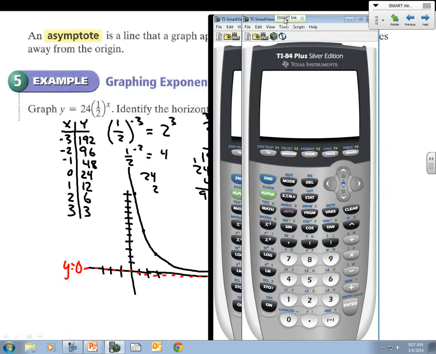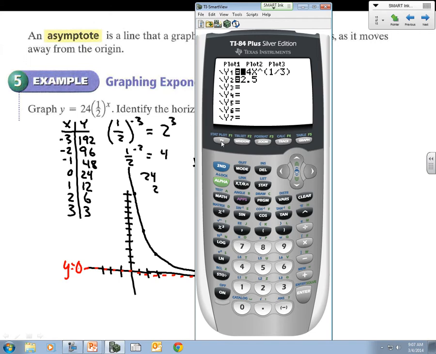on this. So let's do the same thing here. Grab your y equals and clear these off. And y equals 24 times, and I'm going to put 1/2 in parentheses. Could just do 0.5 to the x. So x is your variable. Okay. I'm going to do my window here, x min, x max. I'll go -3 to 3. Actually, let me go -5 to 5 so we can see these values.